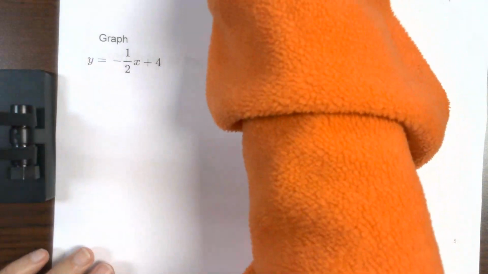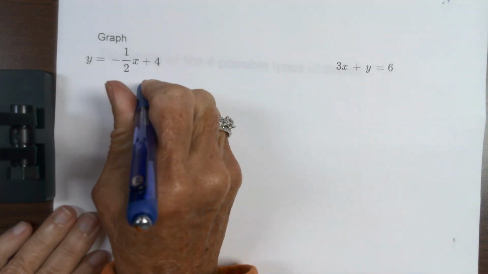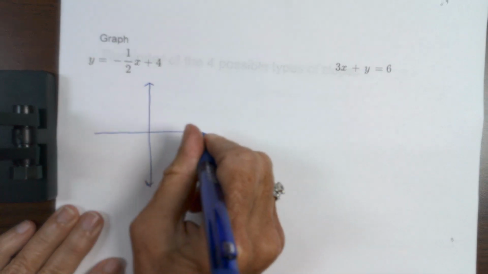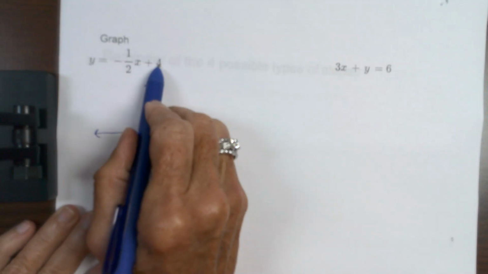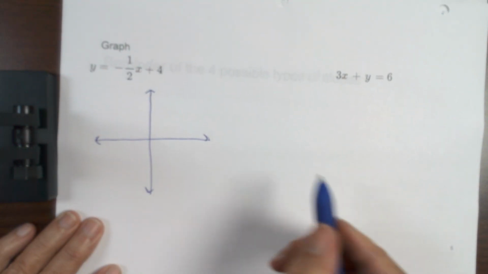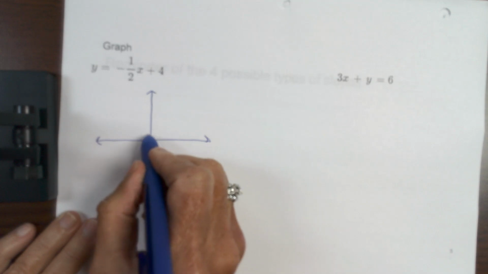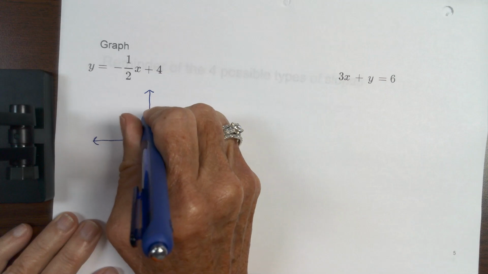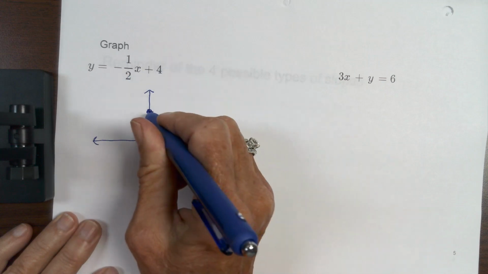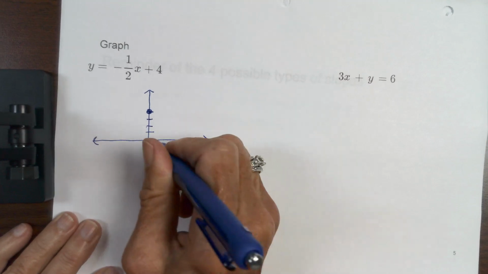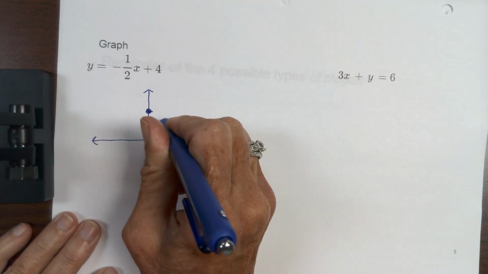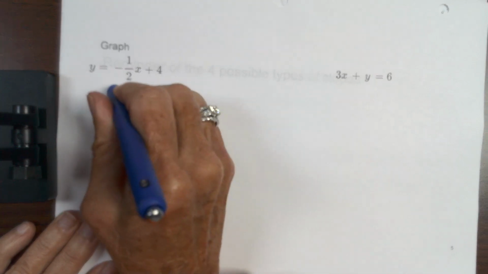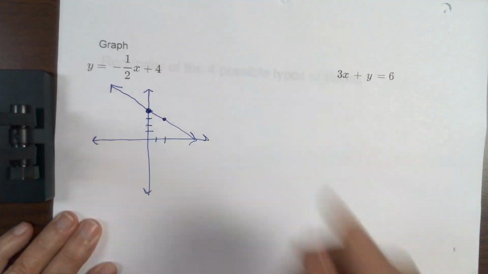Let's do a couple more. Again, the y-intercept is the 4, so I'm going to go up 4, 1, 2, 3, 4. The slope is negative 1/2, so I'm going to go down 1 and to the right 2. And that's the line that matches that equation.